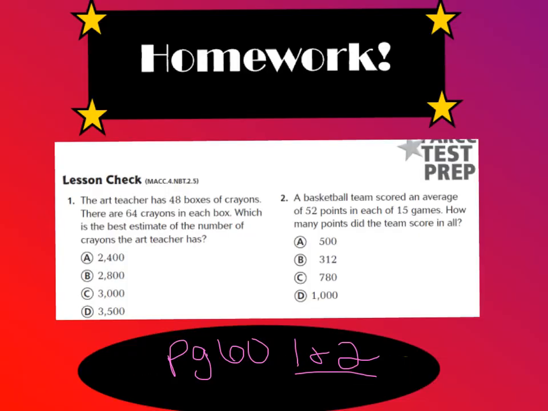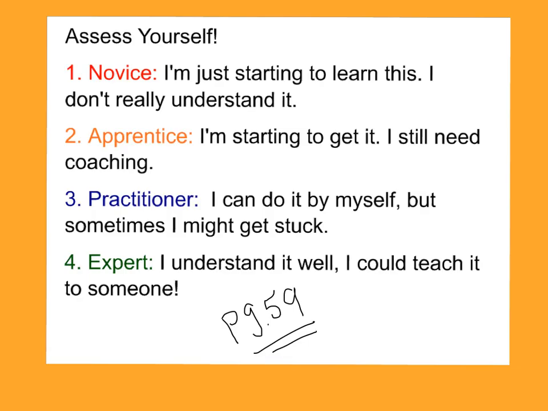Your homework questions for tonight are on page 60. I would like you to do only numbers 1 and 2. Make sure to read the questions carefully to make sure you understand what the questions are asking you for. Remember, only questions 1 and 2 on page 60. Don't forget to assess yourself after you finish the homework problems. Tell me if you feel like you're a novice, a level 2, an apprentice, level 3, practitioner, or a level 4, an expert. Please write down your level on the bottom of page 59 in your Go Math book.